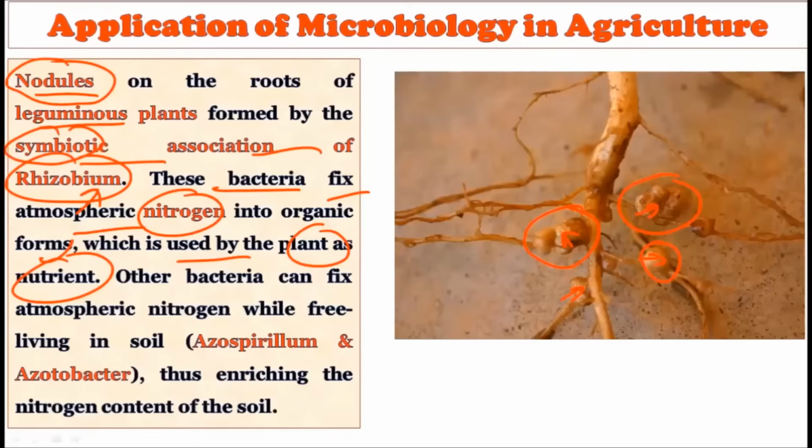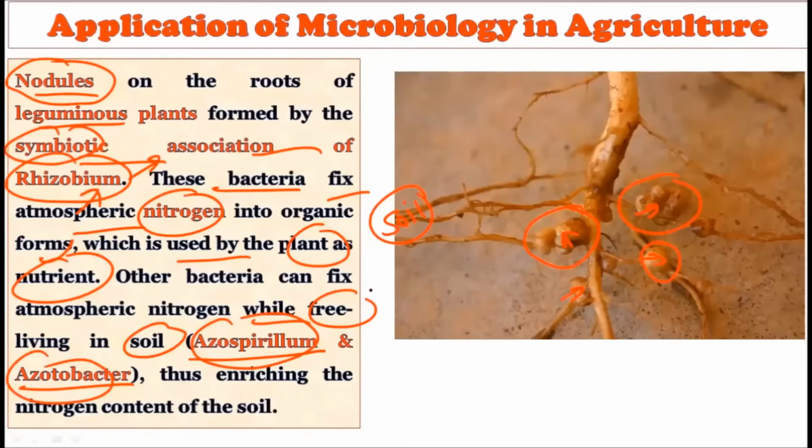Other bacteria can also fix the atmospheric nitrogen while living freely in the soil. See, not all bacteria form a symbiotic association with the plant. Some bacteria are free living in the soil, called azospirillum and azotobacter. Azospirillum and azotobacter are bacteria which live freely in the soil and trap the atmospheric nitrogen, thus enriching the nitrogen content of the soil. That is why the nitrogen content in the soil increases, and when the nitrogen content in the soil increases, plants can easily absorb it from there. So you can judge how important bacteria are as a source of nitrogen.